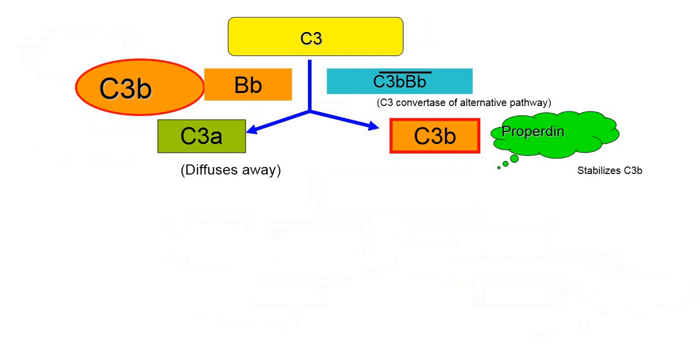Now next step, C3 is acted upon by C3bBb. This is nothing but the C3 convertase of the alternative pathway. Students, please note, the convertase of the classical pathway is very different from that of the alternate pathway.